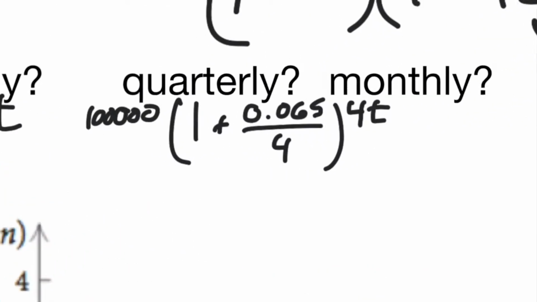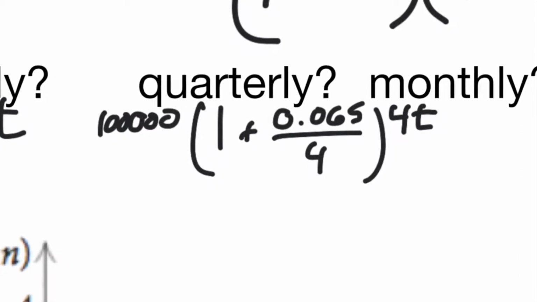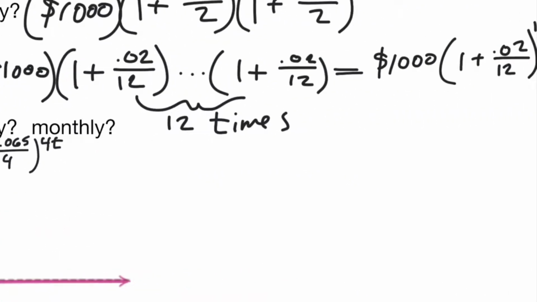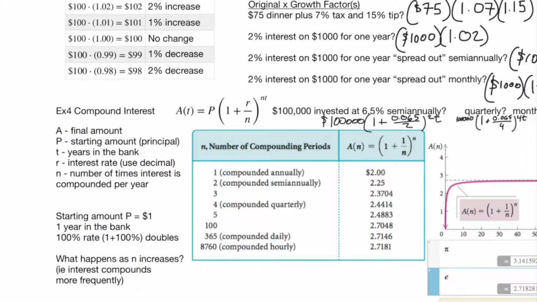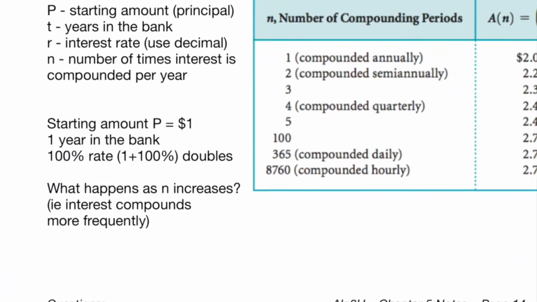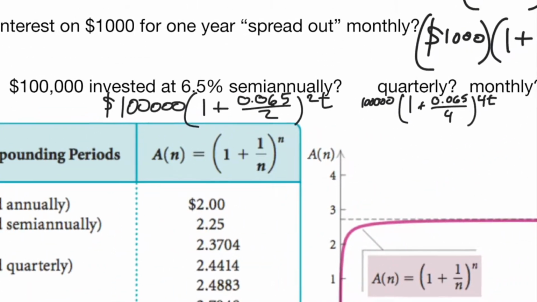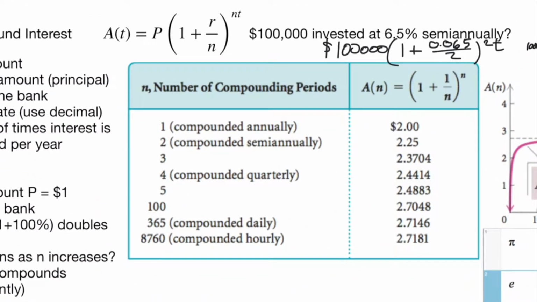Quarterly would look like this. 4 times a year. Monthly, we already did. So that's what your amount can look like.